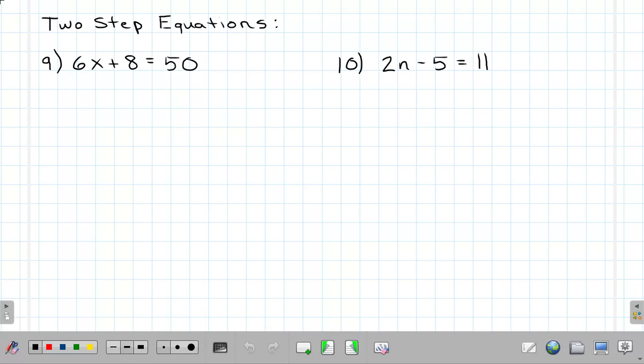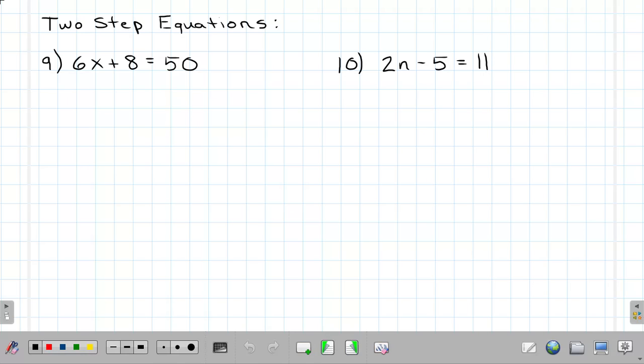In order to solve two-step equations, we are also going to have to know how to solve one-step equations. So what we just did is actually building into two-step equations, because you'll see when we work this first one out, we're going to get to a point where we have to solve a one-step equation in order to figure out what the variable is. So number 9, 6 times x plus 8 is equal to 50.